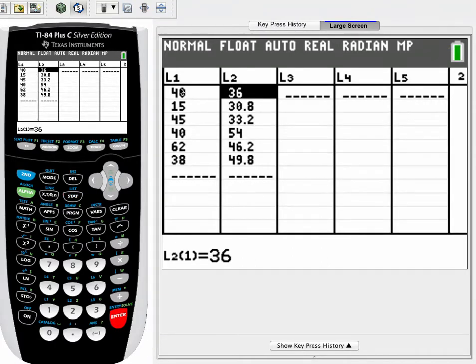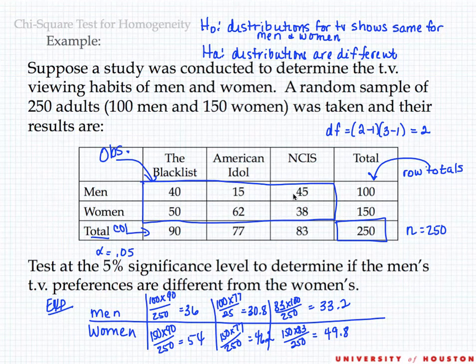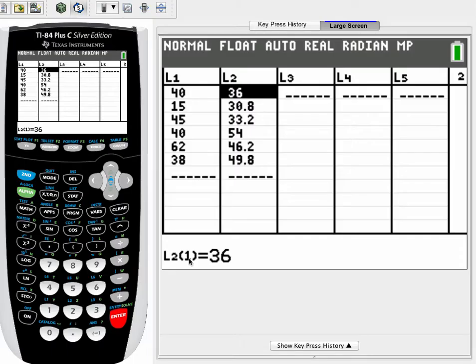What I've listed in L1 is my observed counts, and I went across the rows. So looking back at this, 40, 15, 45, you can see where they correspond going this way, and then I did the 50, 62, 38. And then my L2 would be my expected: 36, 30.8, 33.2, then 54, 46.2, 49.8. So I've entered all those values.